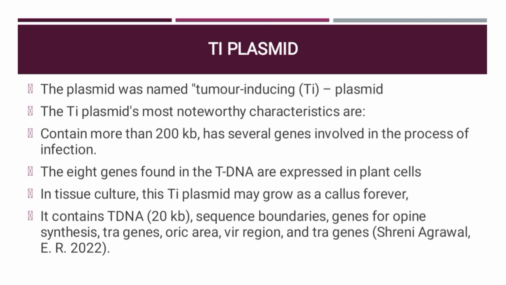Ti plasmid has different regions with different functions. It contains T-DNA, which is 20 kilobase pairs, sequence boundaries, genes for opine synthesis, tra genes, the ori area, which is the origin of replication, the vir region, which is the virulence region, and tra genes.